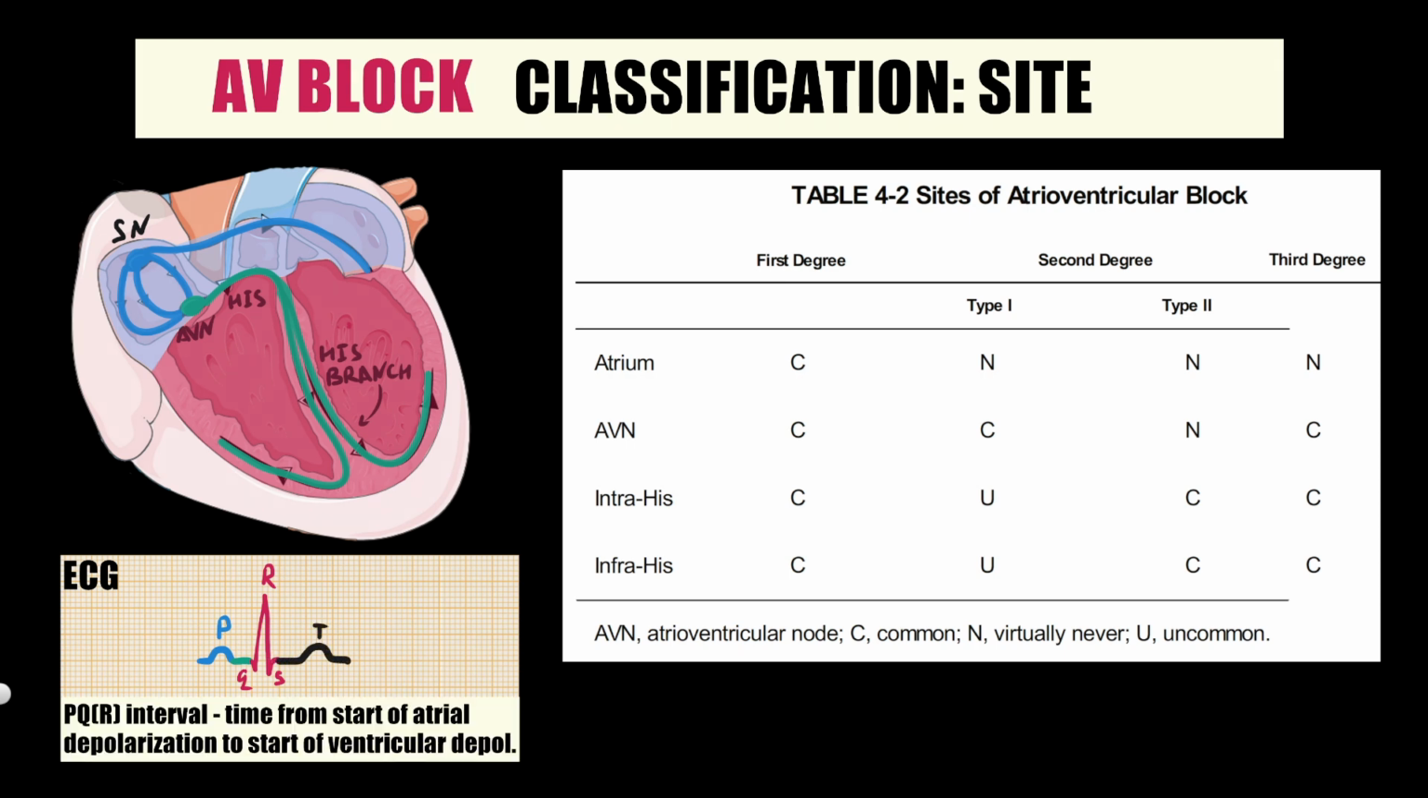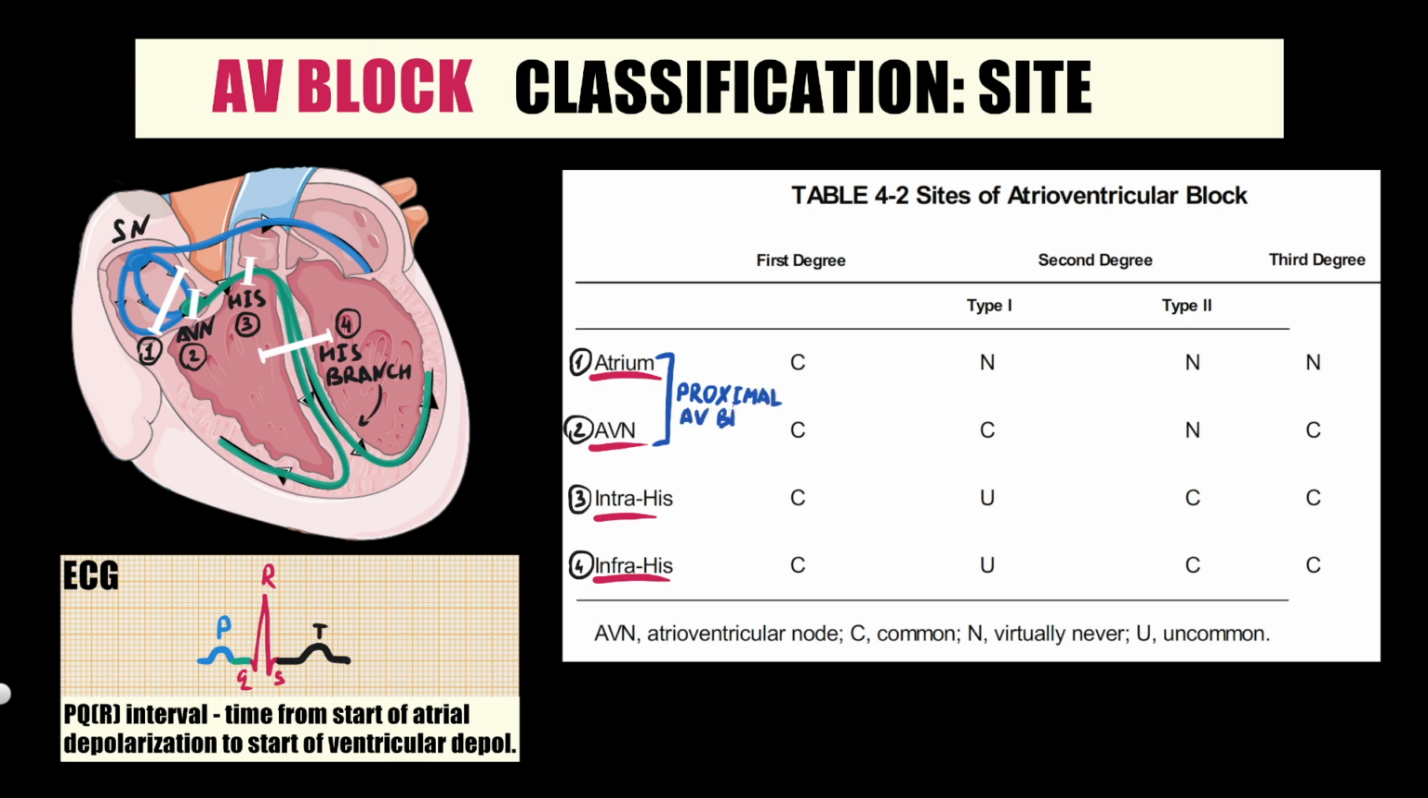There are 4 sites of origin where AV blocks can occur: at atria level, AV nodal level, at the level of His bundle, and lower than His bundle. Both atria and AV node level form proximal AV blocks that are usually not related to structural changes and have benign prognosis. Intra-His and infra-His level form distal AV block and are usually caused by structural changes.